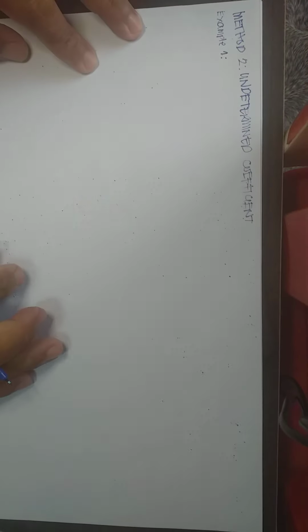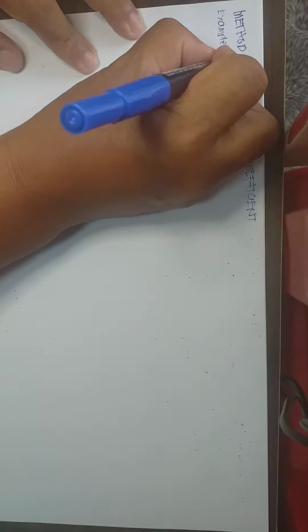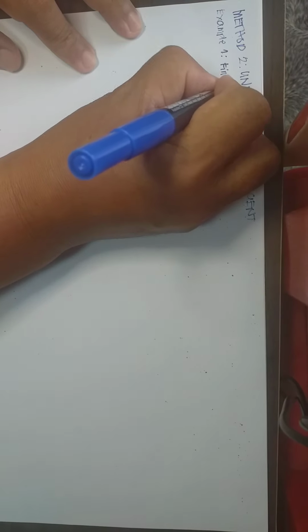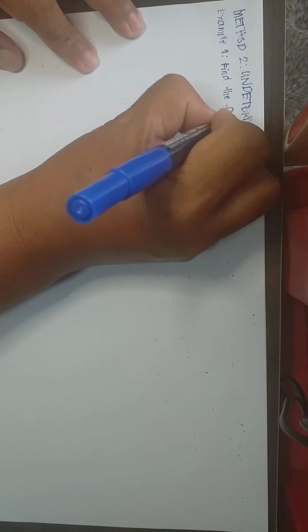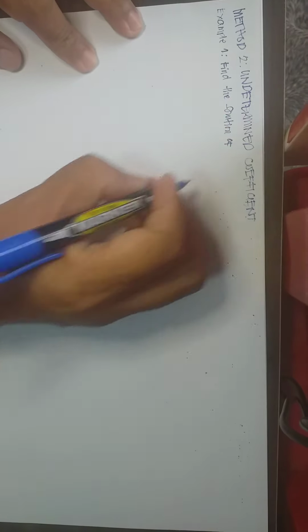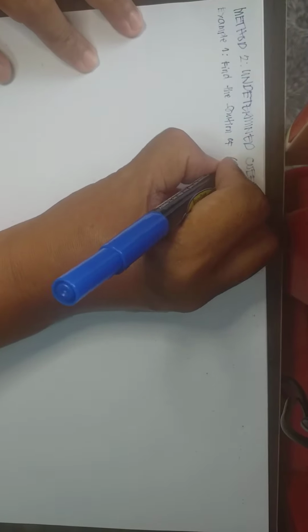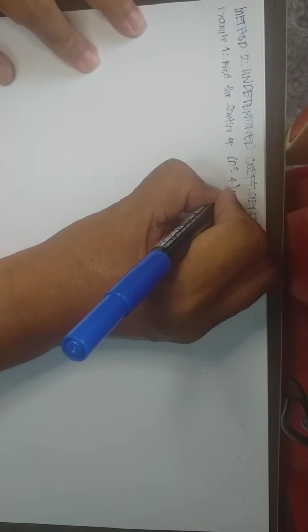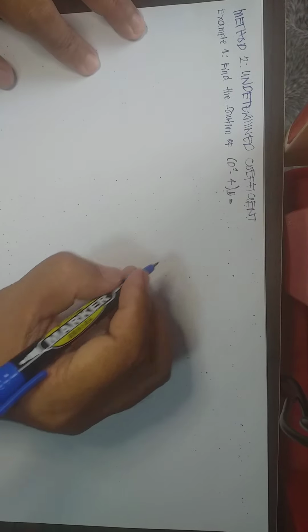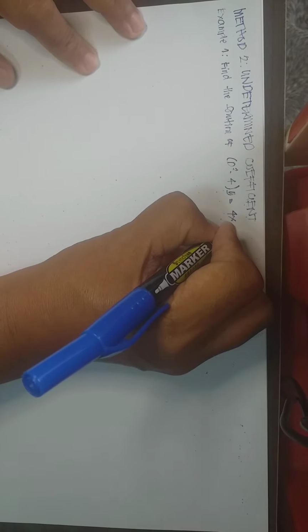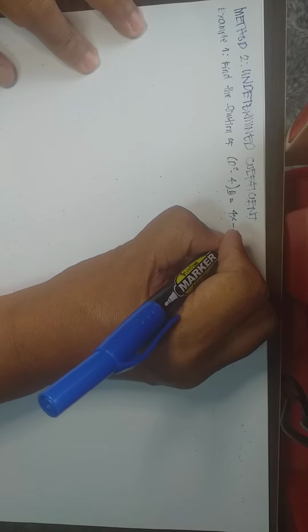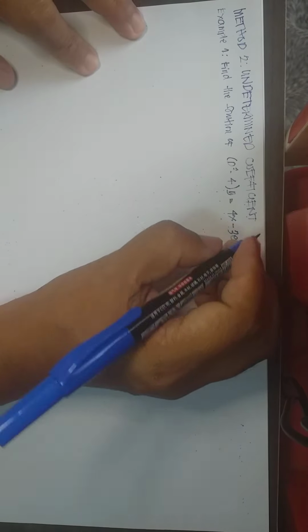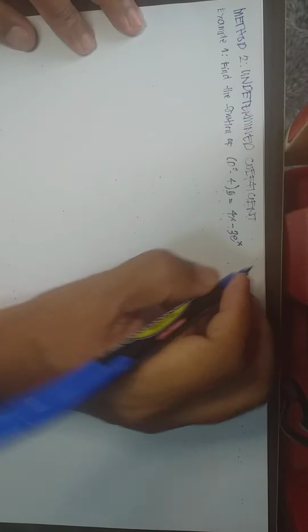What is example number 1? Find the solution of D squared minus 4y is equal to 4x minus 3e raised to x. Take note that this example is the first example in method number 1.